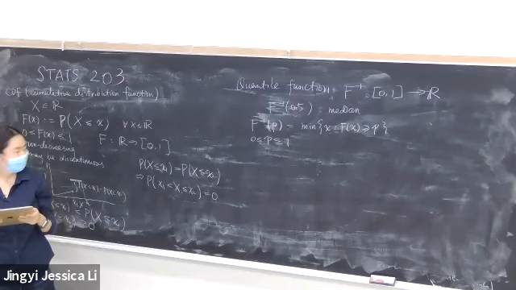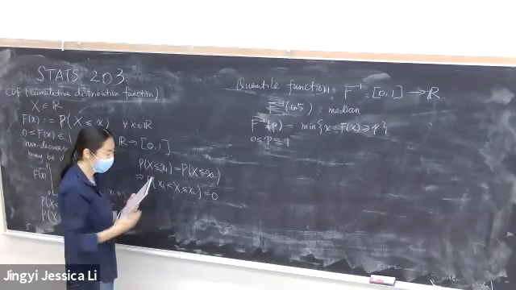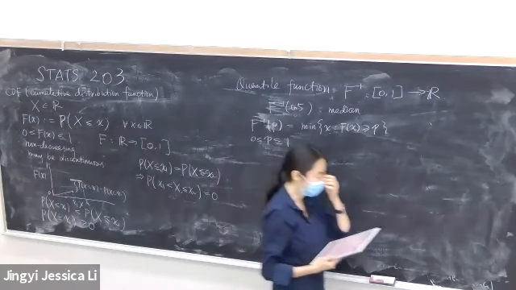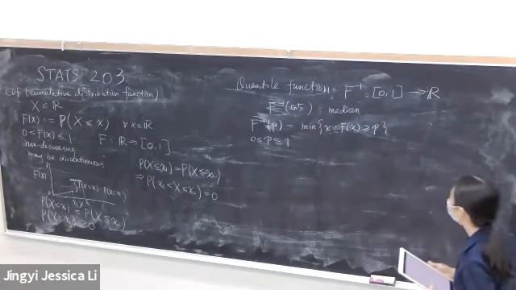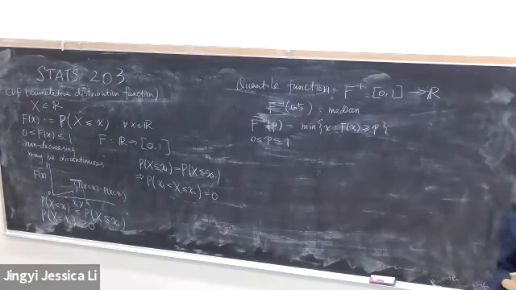All right, so that's all for today. Starting from the next lecture on Wednesday, we'll talk about the four modes of convergence. And these are for random variable sequences. Okay, so see you on Wednesday.